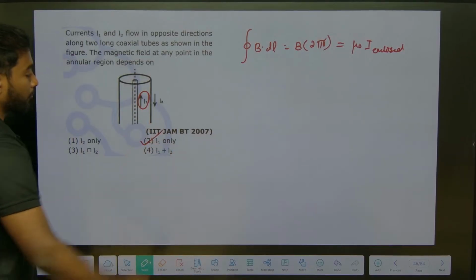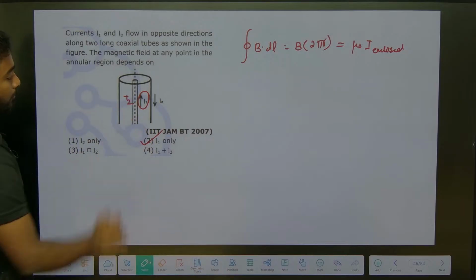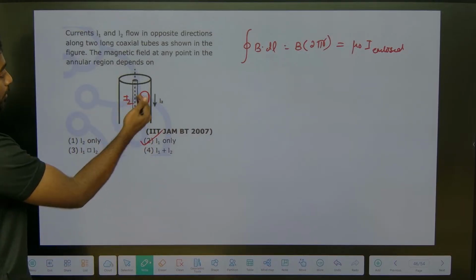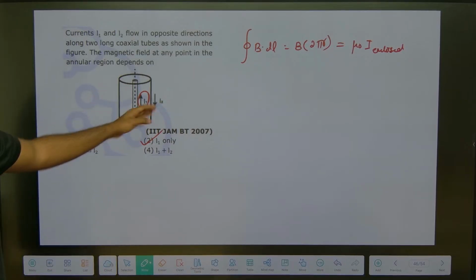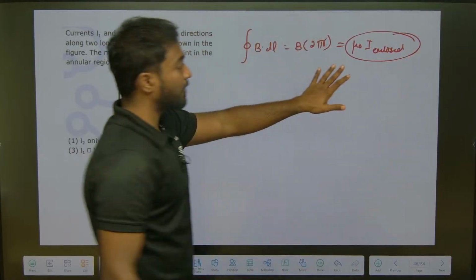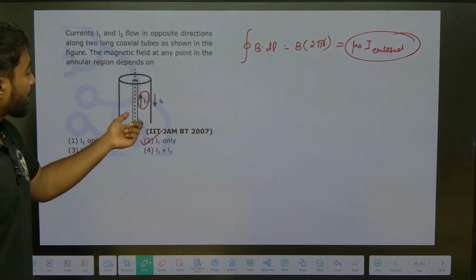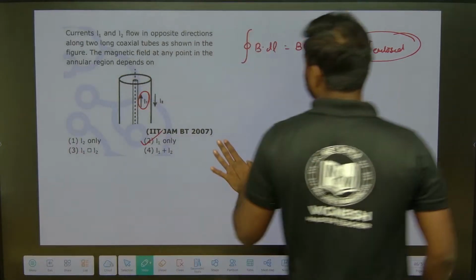I1 only. Suppose they are asking about I2 here, in the opposite direction, then obviously I would need to consider I2 also, but I2 is outside. The current which is enclosed in the surface is the only one we should consider. So the enclosed current is only I1, not I2. So this is about the second question.